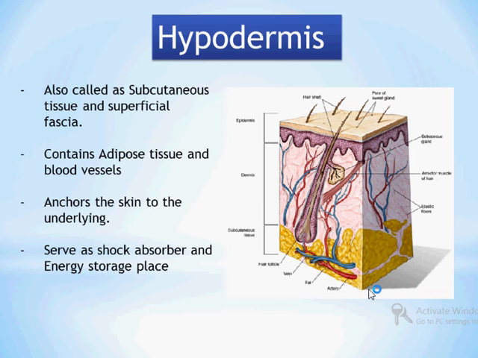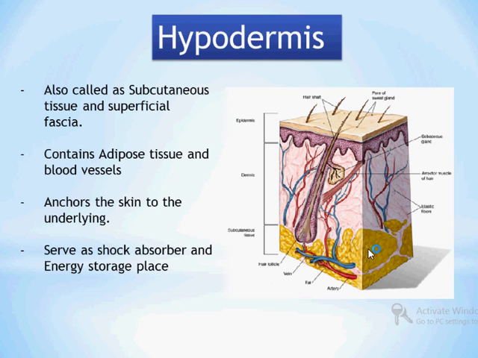So if you look at this layer under the light of the microscope, you will see large spherical cells with their nuclei pushed to the periphery of the cell. Moreover, this layer also contains blood vessels, which you can see over here. These are the blood vessels present in this layer, and they drain the upper two layers. Now, this layer anchors the skin to the underlying tissues.